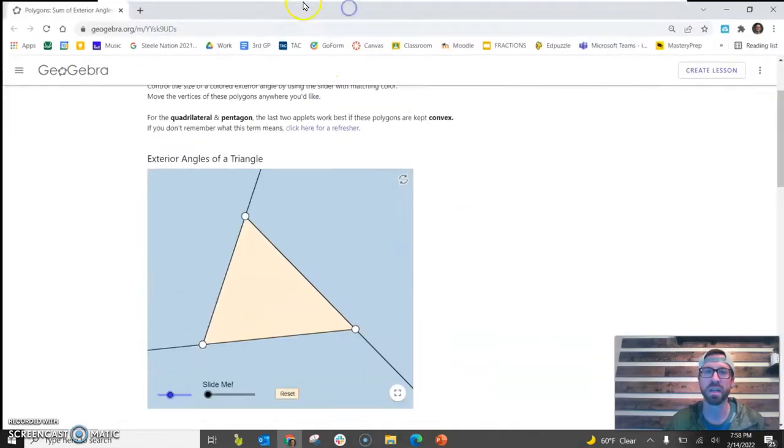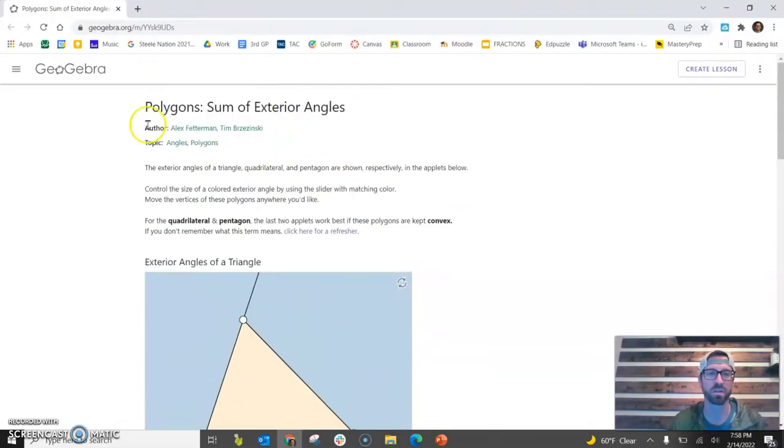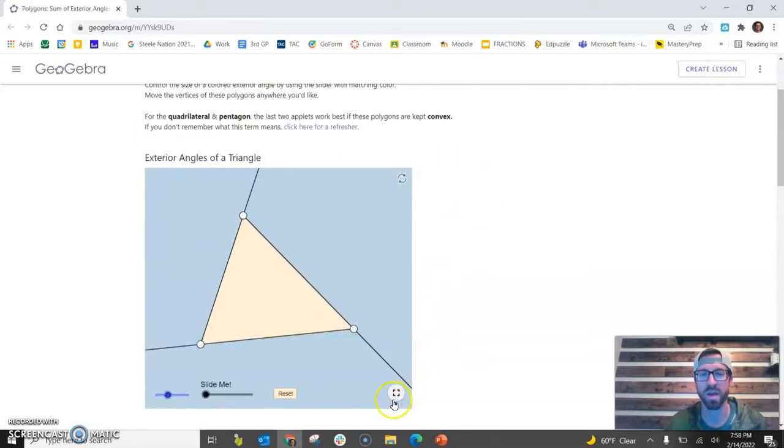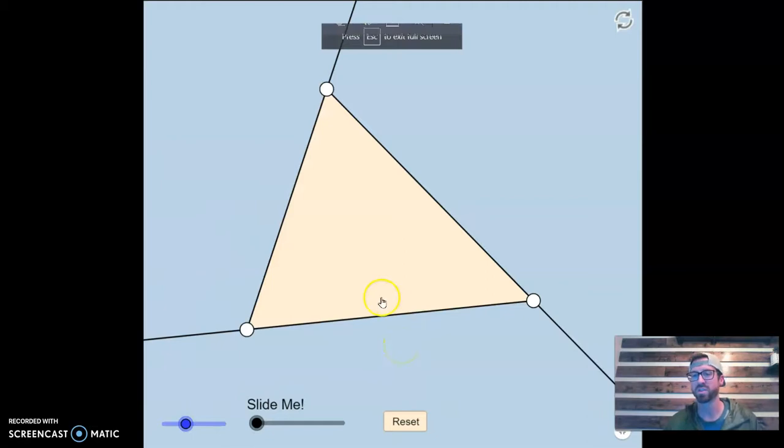And to do that, I'm going to pull in this GeoGebra applet. I'm going to link this in the show description because it's perfect. This is created by Alex Fetterman and Tim Brzezinski. Guys, thank y'all for making this. This is just a beautiful representation of the idea. And so here's what we got.